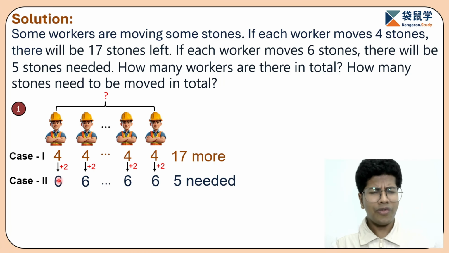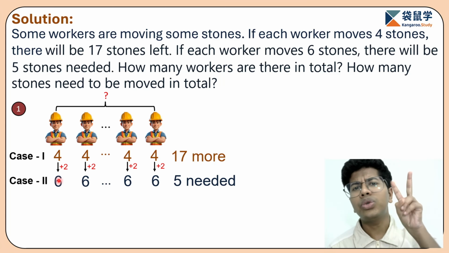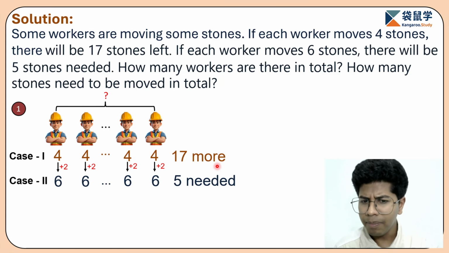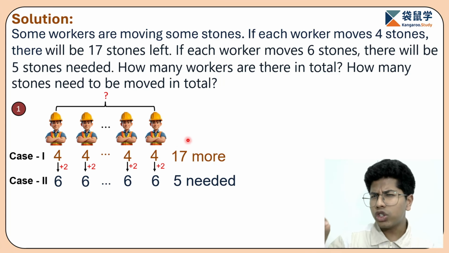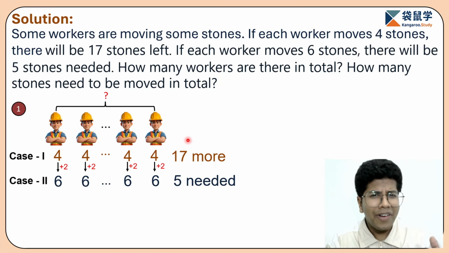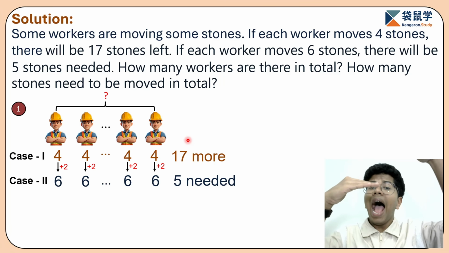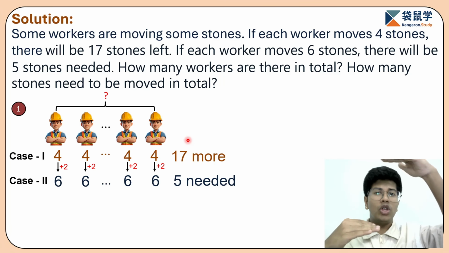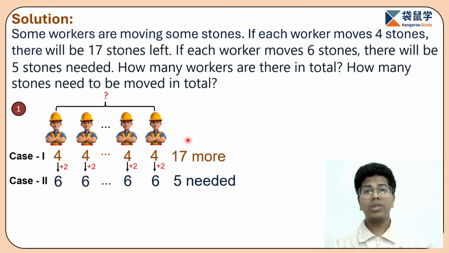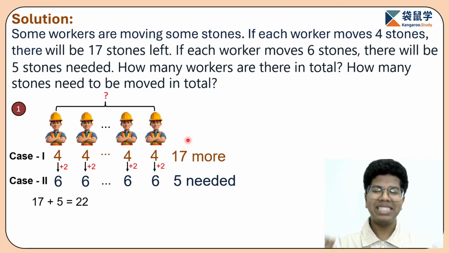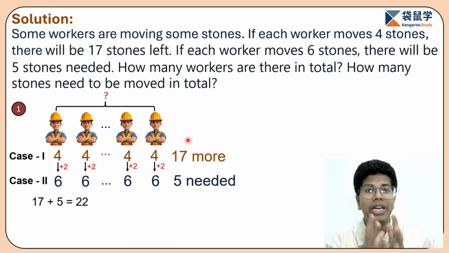If I ask you, where did this plus 2, these 2 extra stones, come from? Is it only from 17? Is 17 stones enough? Observe. Of course not, right? Here, it's 17 more and 5 needed. So in total, if I want to find out the number of stones, it's simple to calculate. Yes, it's simply 17 plus 5, which is nothing but 22.